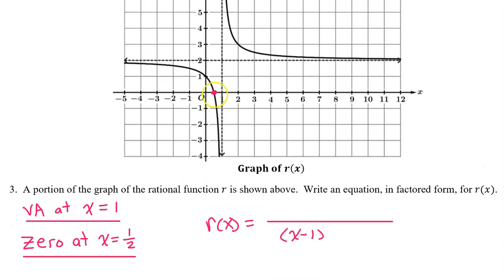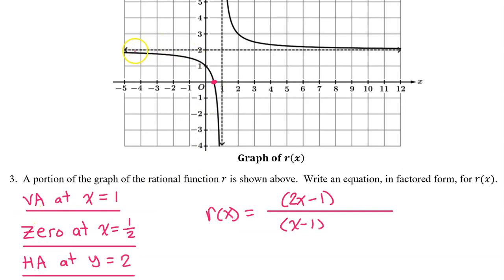It looks like we have a 0 at x equals 1/2. That would come from a factor of 2x minus 1 in the numerator that does not cancel out with anything. If you set this equal to 0 and solve, you'll see that you get 1/2. We also notice that there is a horizontal asymptote at y equals 2. This is what happens when the degree of the numerator and the denominator are the same, and then the horizontal asymptote comes from the ratio of the leading coefficients.